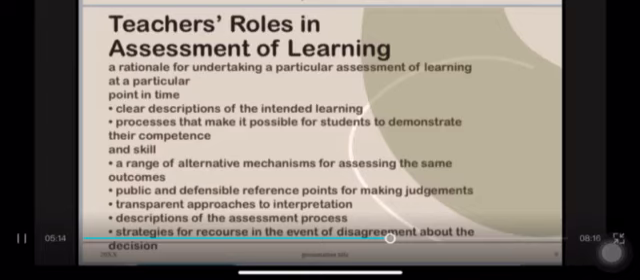Next is public defensible reference points for making judgments. Next is transparent approach and interpretation. Next one is the description of the assessment process and strategies for recourse in the event of disagreement about the decision. So those are the roles of the teachers in assessment of learning.